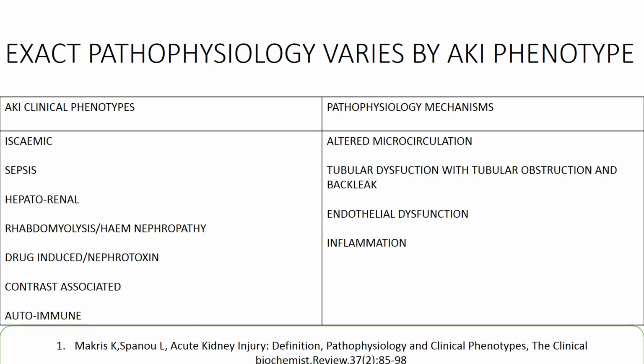And so we get a situation where inflammation is activated, and we know that wherever inflammation is activated, there'll be release of oxidative species that may add on to damage to the kidney. And this essentially is the pathophysiology of acute kidney injury.